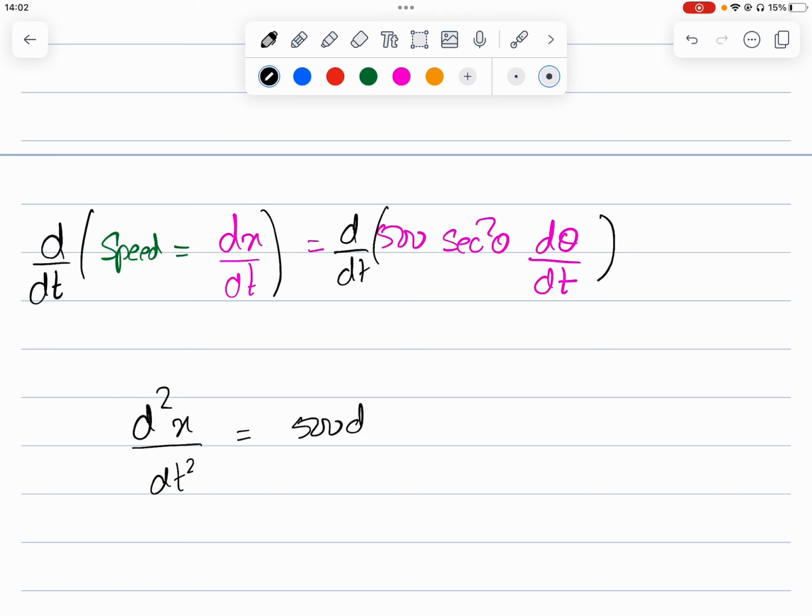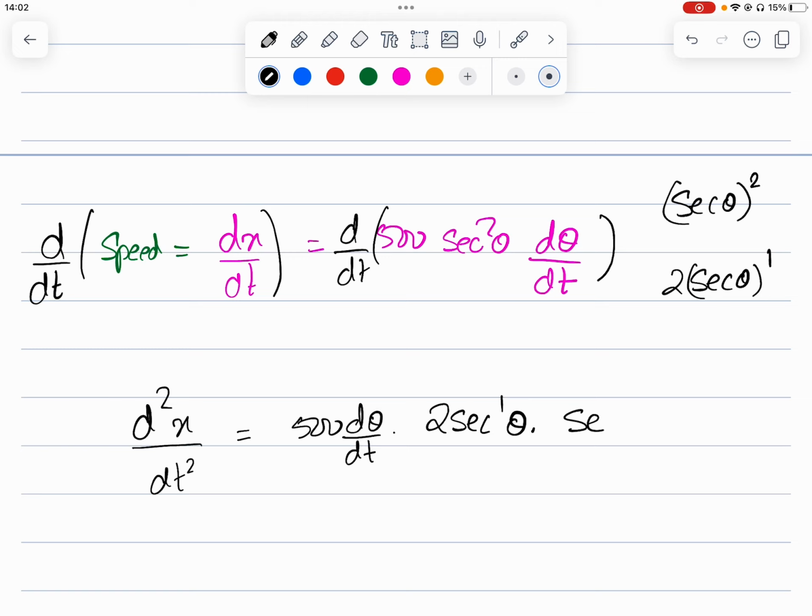500 is a constant, d theta by dt is a constant. Secant square theta: the power comes in front, power minus 1, because it can be written as secant theta whole square. So power comes in front, 2 minus 1 is 1. Then again chain rule, secant theta derivative is secant theta tan theta. Again chain rule, theta derivative is d theta by dt. So remember, this d theta by dt is this one, and this d theta by dt is because of the chain rule. So there are two d theta by dt's; those two are the same. Then another d theta by dt is because of the chain rule.